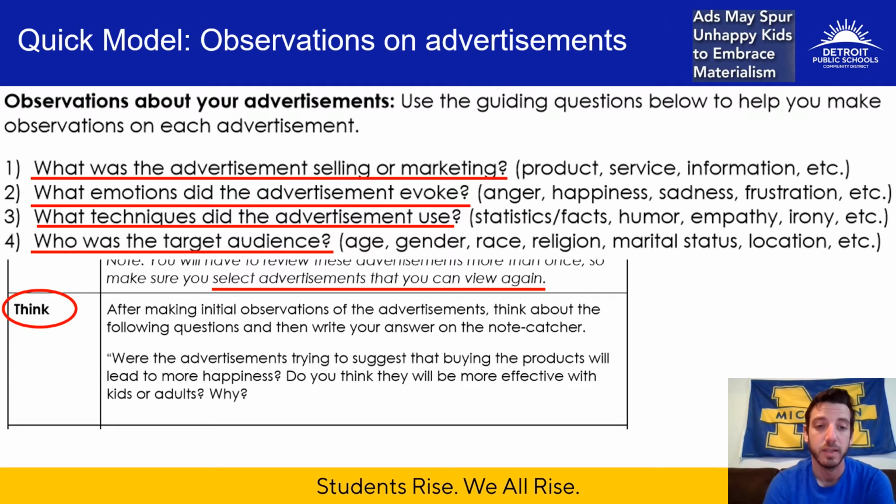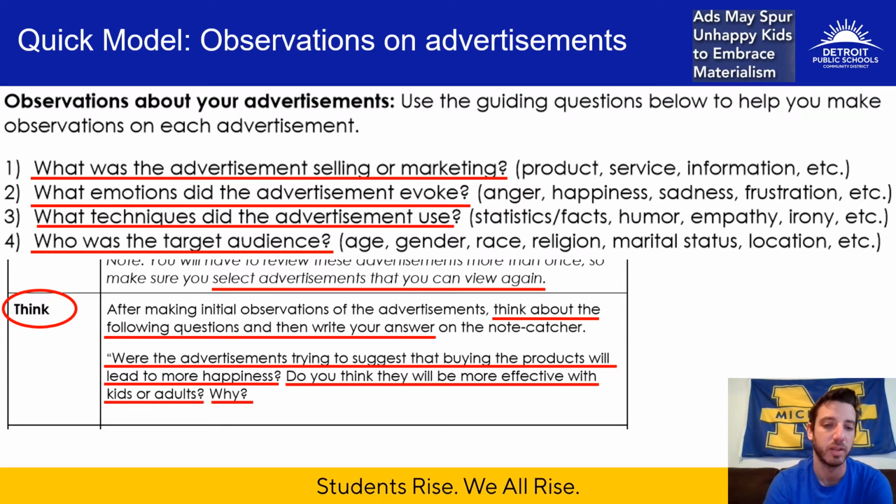So then back to the lesson, the think part. You have to think about the following questions and then write your answer on the note catcher. Were the advertisements trying to suggest that buying the products will lead to more happiness? Do you think they will be more effective with kids or adults? Why? So if you go through these 4 questions that I went over a second ago when you're analyzing both your advertisements, you'll be able to answer this question of whether the advertisements were trying to lead you to believe that you'll become happier if you buy the product or service. And do you think that this was more targeted towards kids or adults, and why?